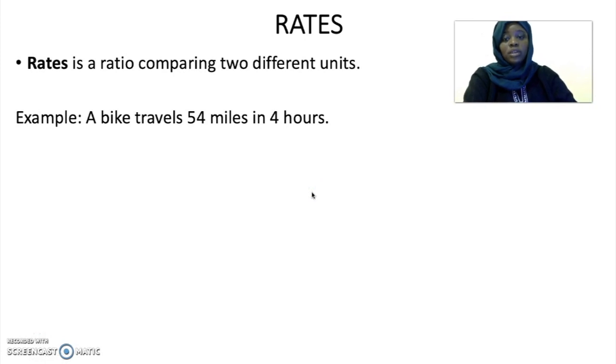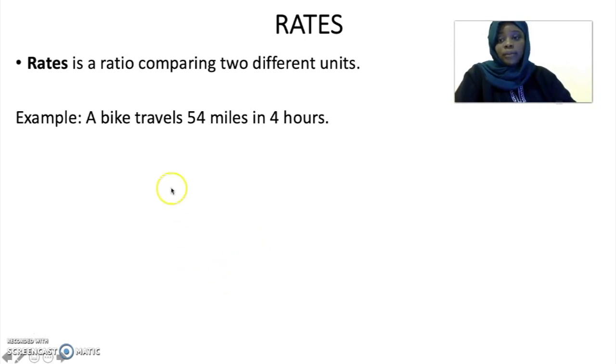A rate is a ratio that compares two different units. You might be wondering, what is the difference between ratios and rates? Ratios compare two different quantities that have the same units, while rates compare two different quantities with two different units.